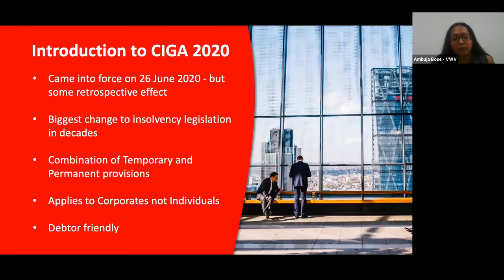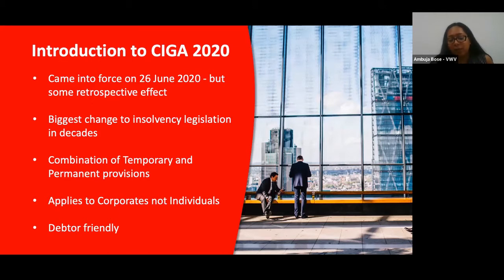It's got a combination of temporary provisions which have been brought into place with the coronavirus pandemic in mind, but also introduces a number of permanent provisions which were actually introduced initially by David Cameron under his government quite a few years ago, but they are now in place. CIGA in itself applies to corporates, and I'll go along the next slides into a little bit more detail about the types of corporates and companies it applies to.